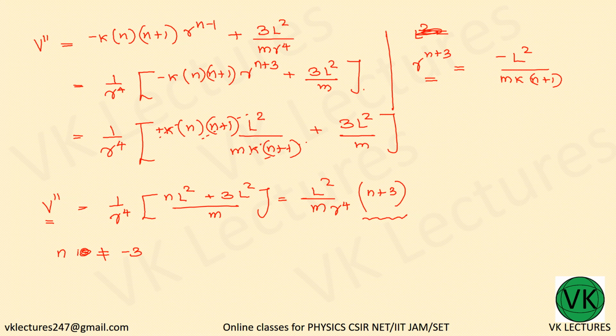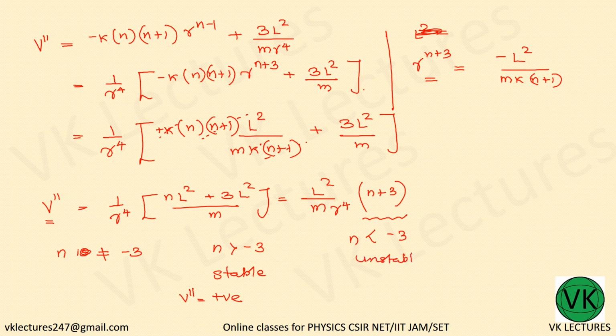When n is equal to minus 3, v double dash becomes 0. So it becomes unstable. So it should not be minus 3. Now what happens when n is greater than minus 3? n greater than minus 3 means it's always stable, because v double dash will be positive. Now n less than minus 3 becomes unstable.